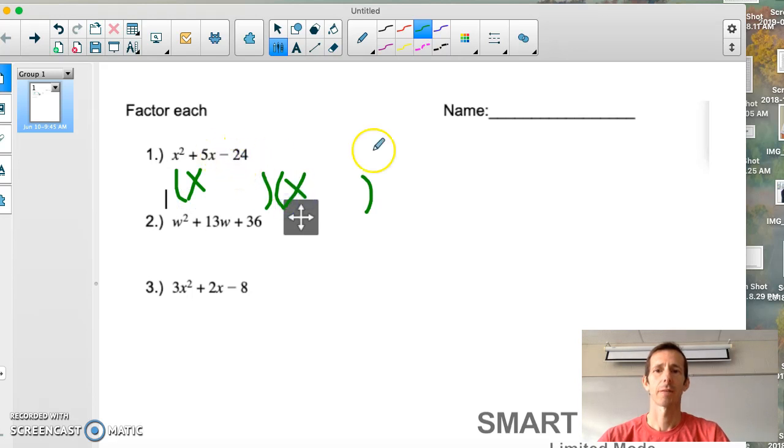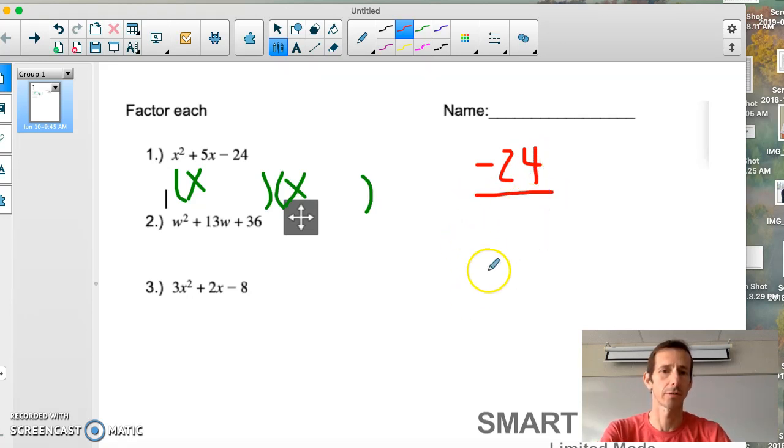Now we've got to play the game with negative 24, so I'm going to come over here and write negative 24, and we're going to write down all of the factor pairs that could multiply to equal negative 24. And there's quite a few of them. But again, our goal is to find one of the pairs that multiplies to negative 24 that will add to 5. So this is a kind of guess and check game. As soon as you find the one that works, you do not need to keep going.